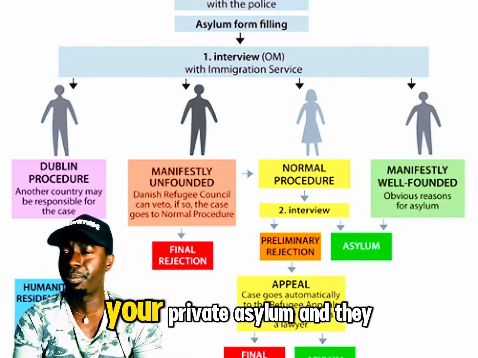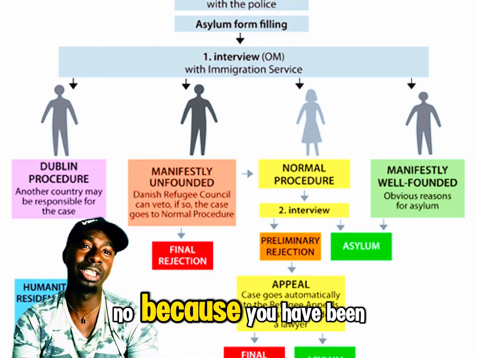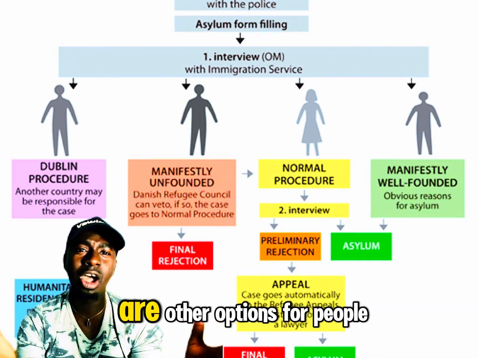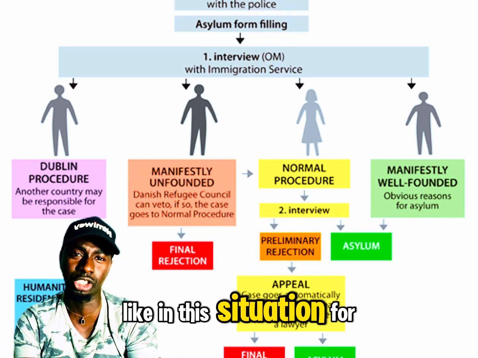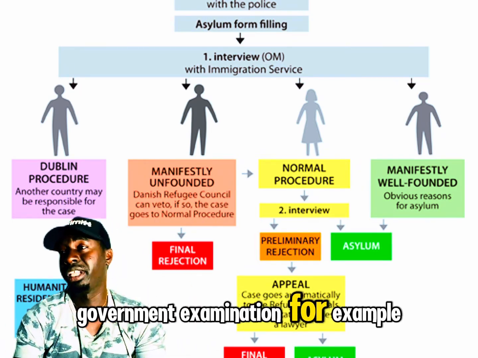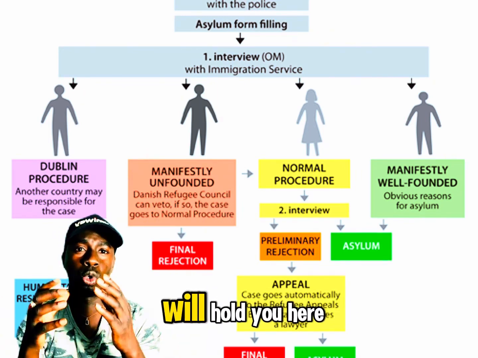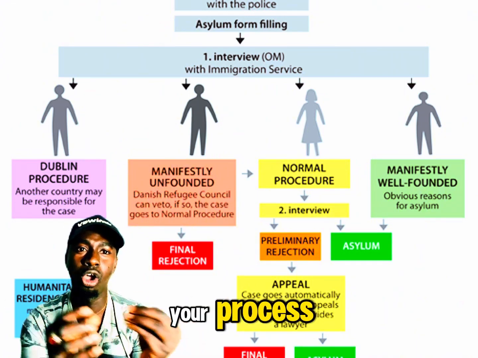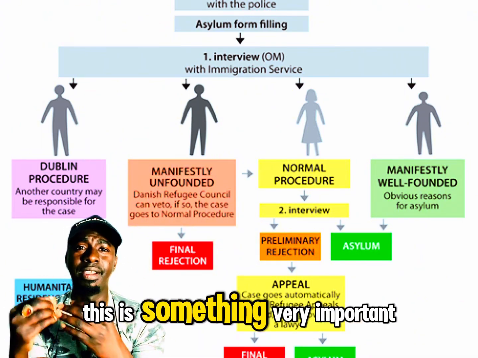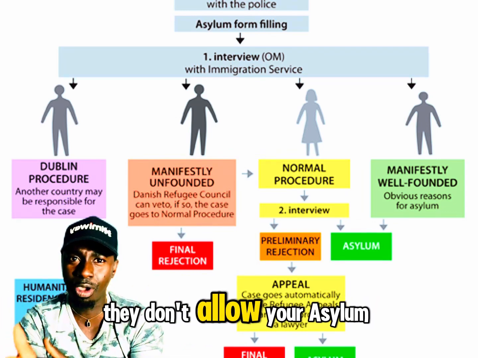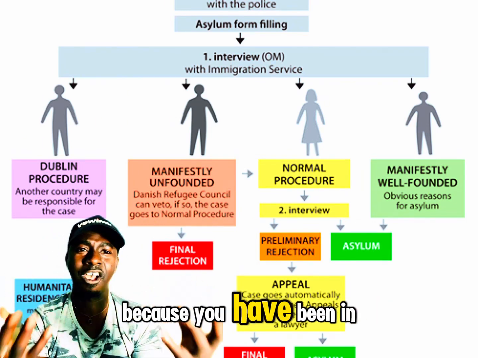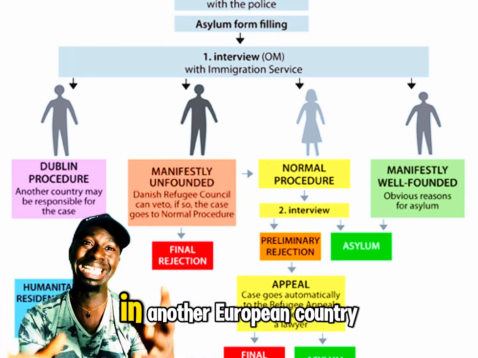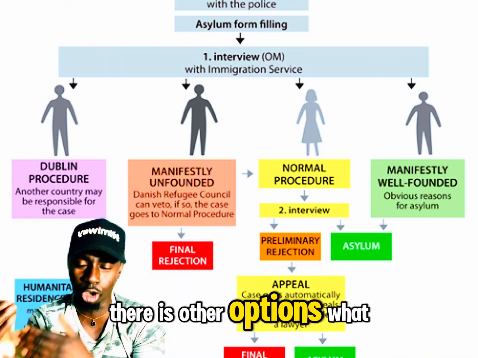You might be in Germany, you apply for asylum and they say, you know what? No, because you have been in another European country and they see your fingerprint. Yeah, I know. But there are also other options for people in this situation. For example, before BAMF will hold your hearing, they must determine if Germany is responsible for your asylum process. This is something very important. Even if they don't allow your asylum to be processed in Germany because you have been in another European country, or you applied for asylum in another European country, or they see your fingerprint in another European country, there are other options. What are you going to do?